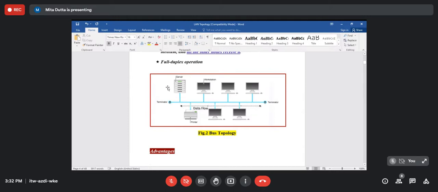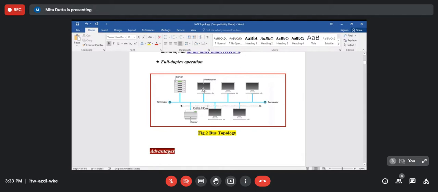Now, out of the several computers connected in a network, one is known as the server, because in a local area network configuration, we have seen that one computer is designated as a server and the others are the workstations. Now, the information transmission will be broadcast in nature.